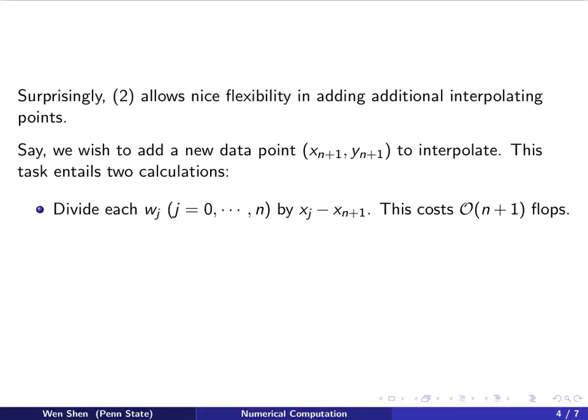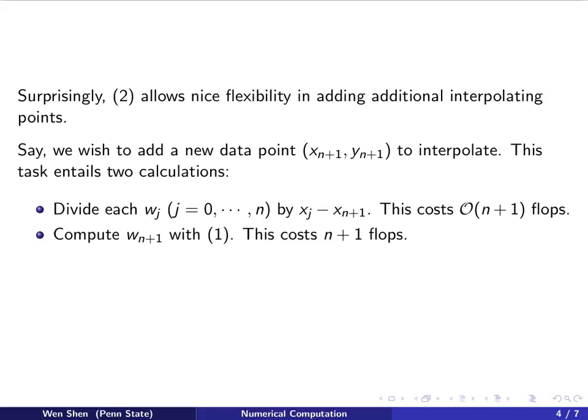Let's say we wish to add a new data point. Let's call it xn+1 and yn+1, adding it to the interpolation points. This task now entails 2 calculations. So first, I need to calculate a set of new weights, and by comparing this set and the previous one we have, I see that I just need to divide each weight, wj, by this factor xj minus xn plus 1, the additional point we add. So this computation will cost us of order n+1 flops.